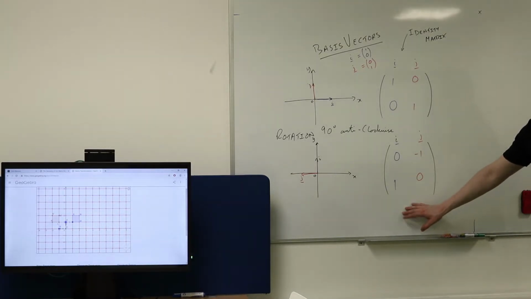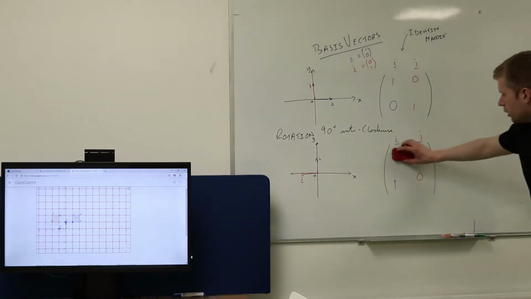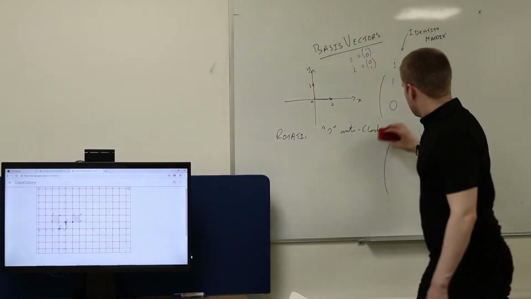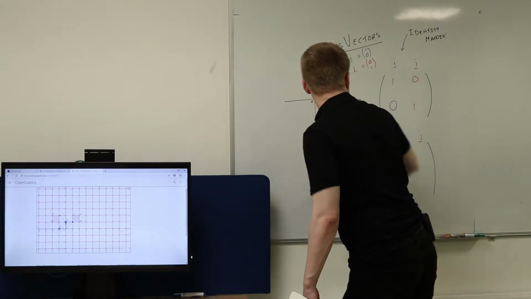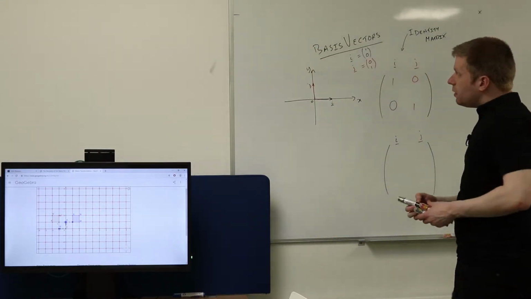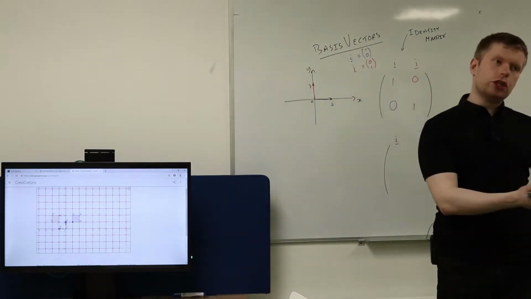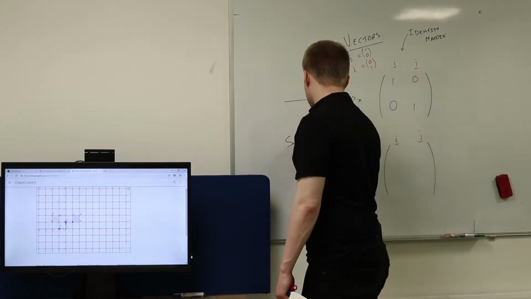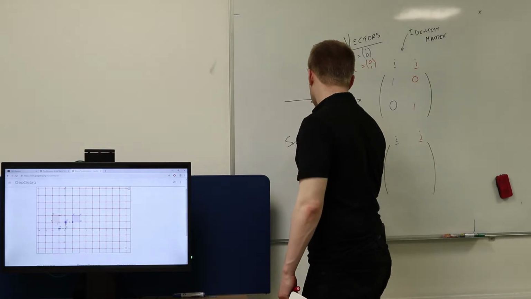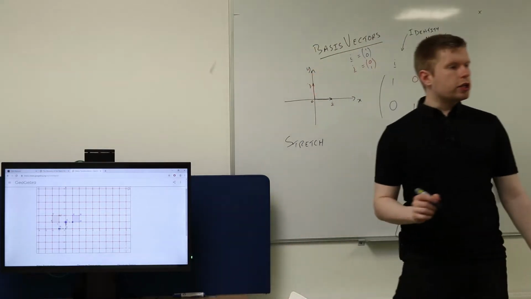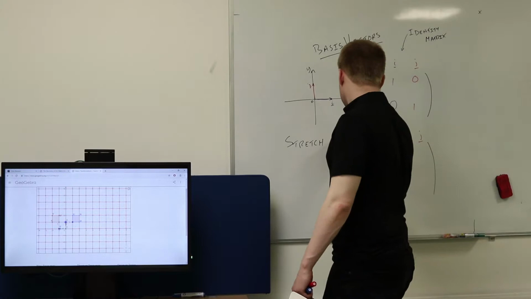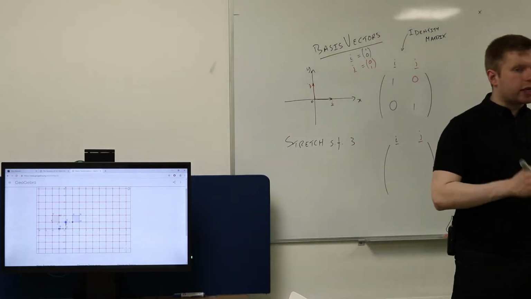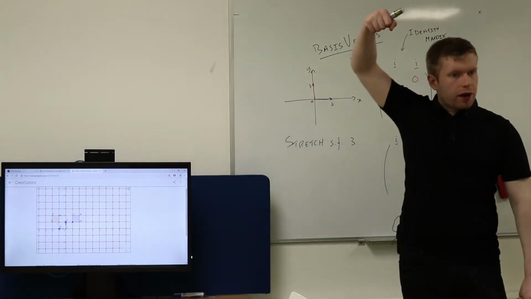Okay. Let's do another one then. So get rid of that. Replace this with a new one. So let's suppose instead, I didn't want to do a rotation. Let's suppose I'm going to do a stretch. Okay? And let's suppose the stretch is going to be a scale factor of 3. So what that means is that I'm stretching every single direction by 3.